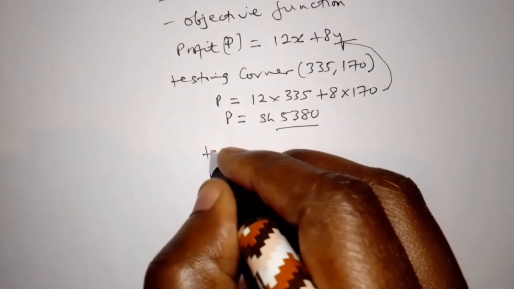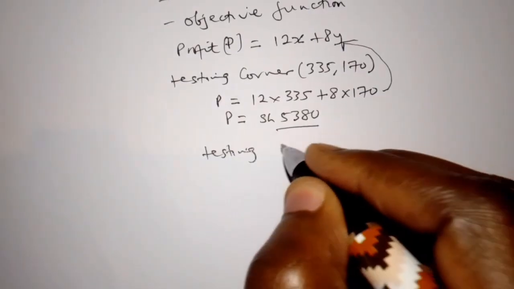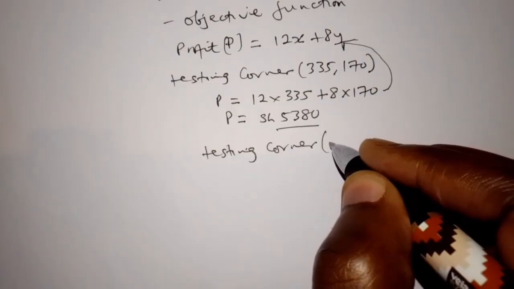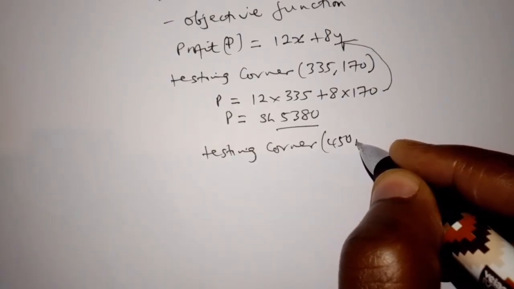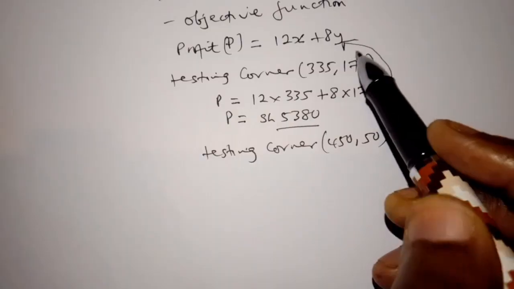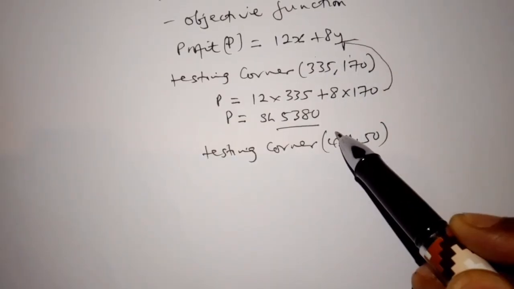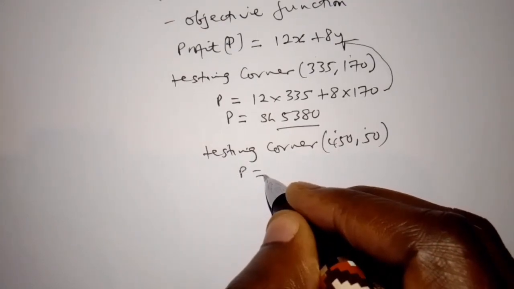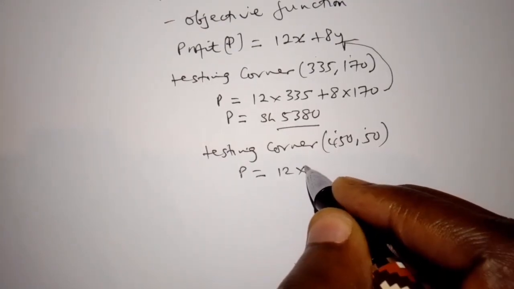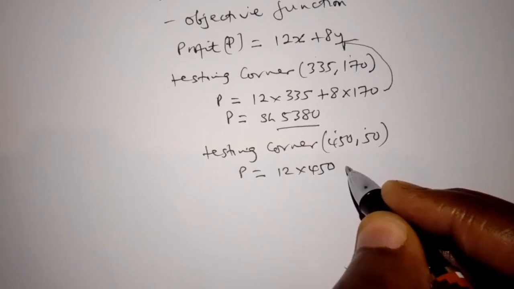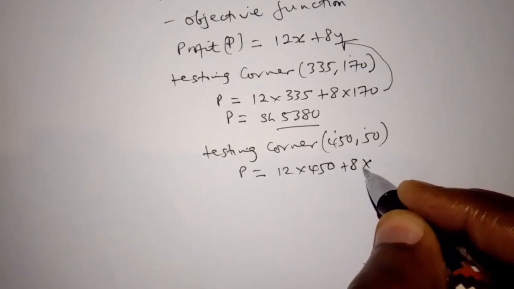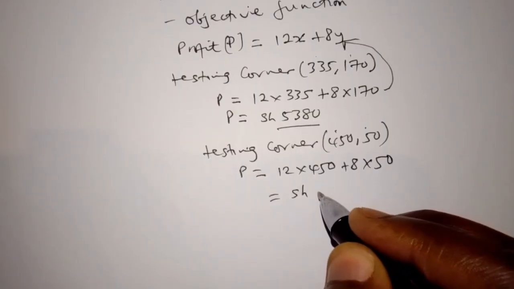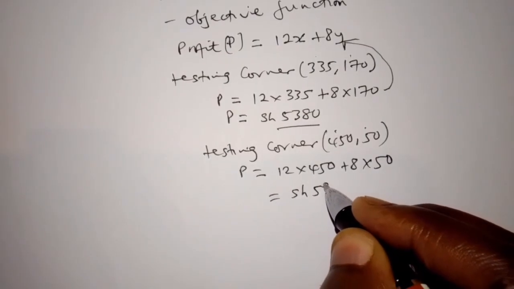Then we test corner 450, 50. Remember, this is X, this is Y. So P is equal to 12 times 450 plus 8 times 50. This is giving us shillings 5,800.